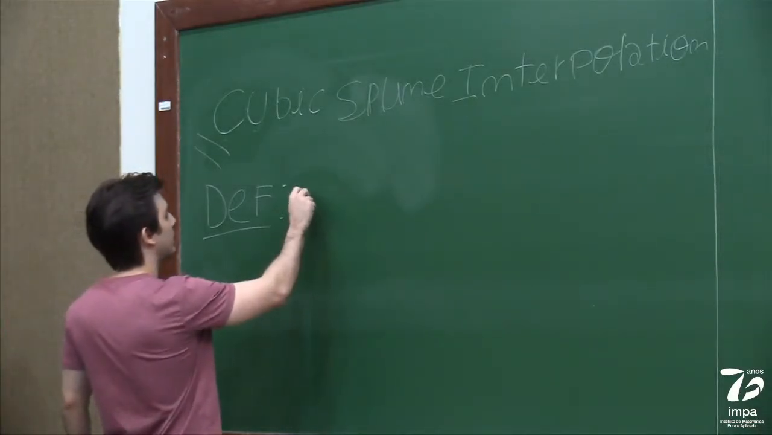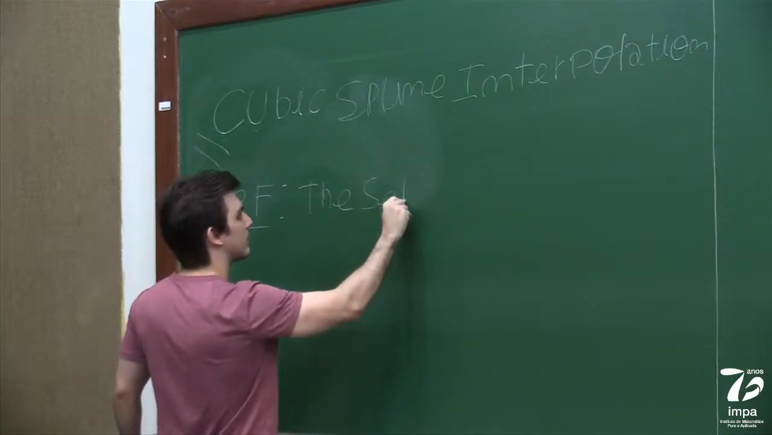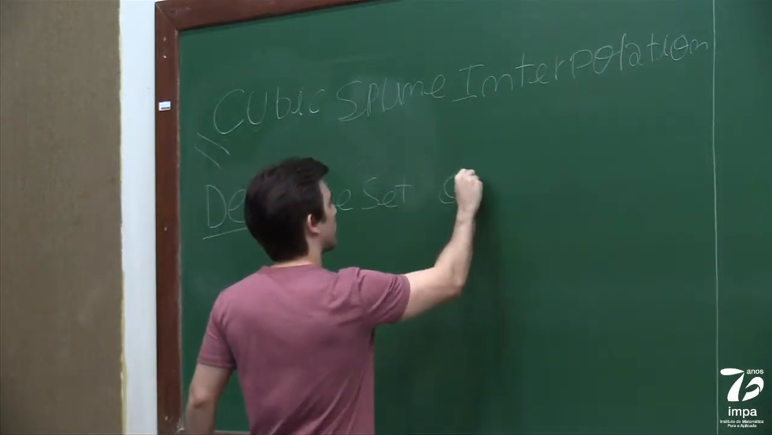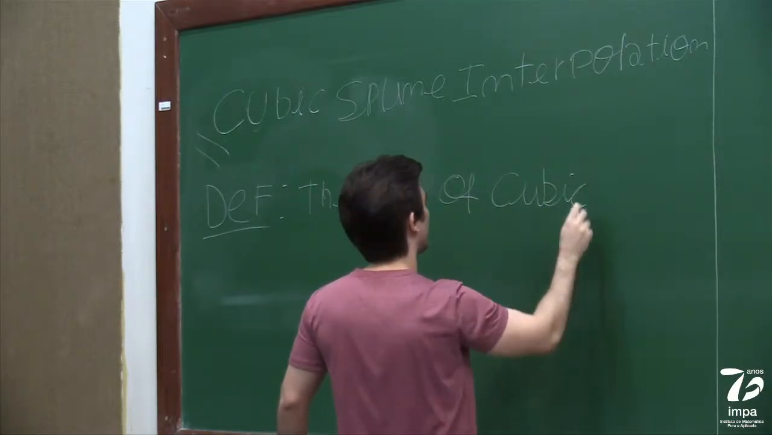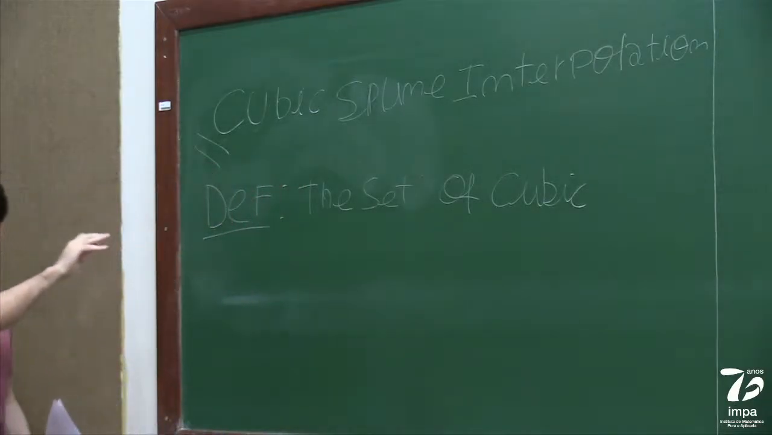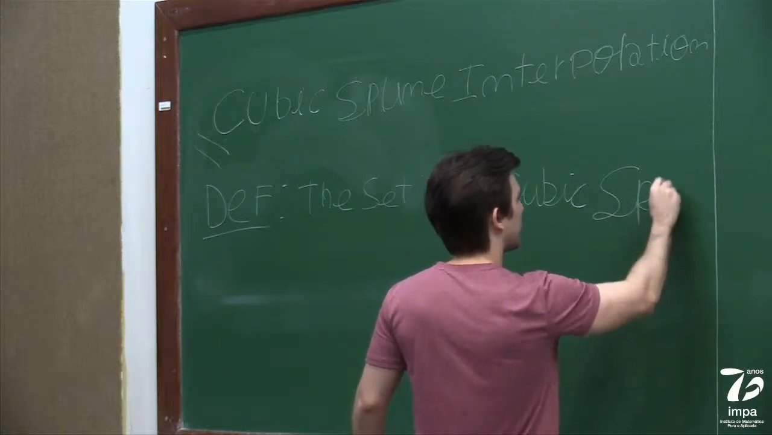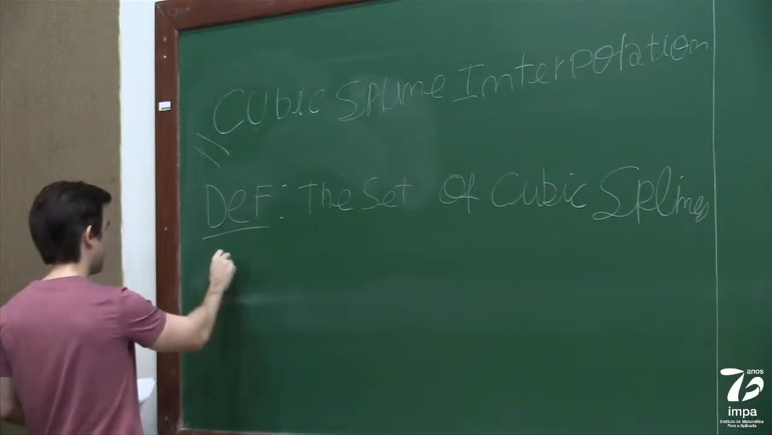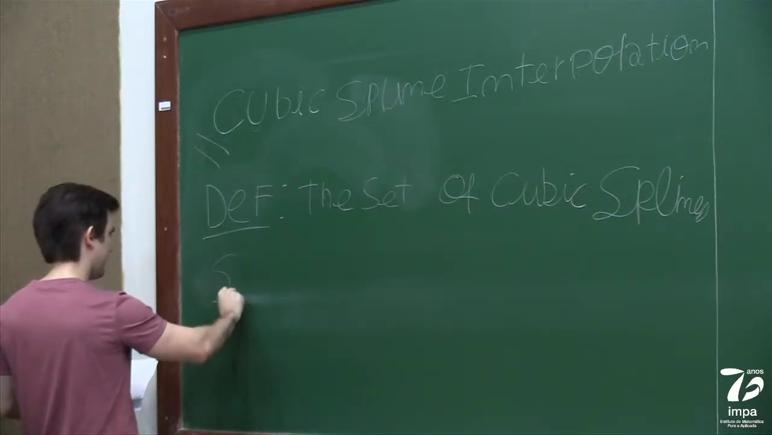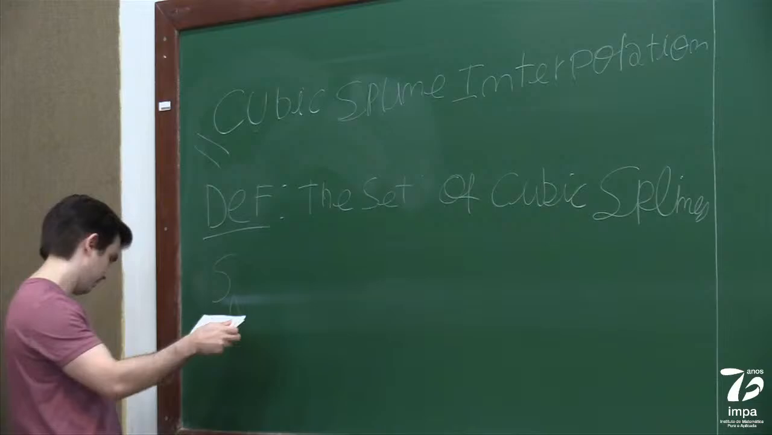So the set of cubic splines. If you don't understand my handwriting, feel free to complain. The set of cubic splines. Let's call this S delta, where delta is a partition of a given interval AB.